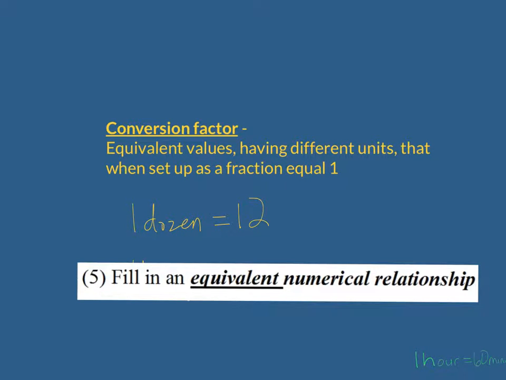Notice I don't have the type of thing that it is. It's just 1 dozen of anything equals 12 of that thing. This is an equivalent numerical relationship. It just has different types of units, right? If I have 1 dozen eggs, then it would be 12 eggs. If I have 1 dozen cats, it would be 12 cats.